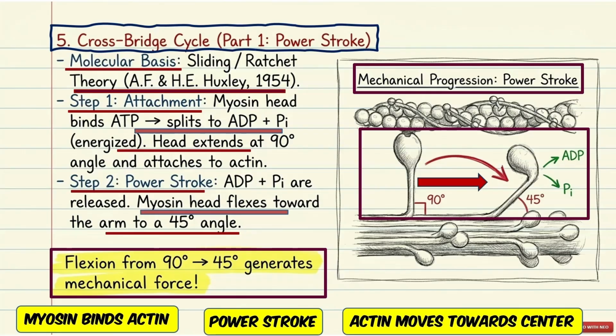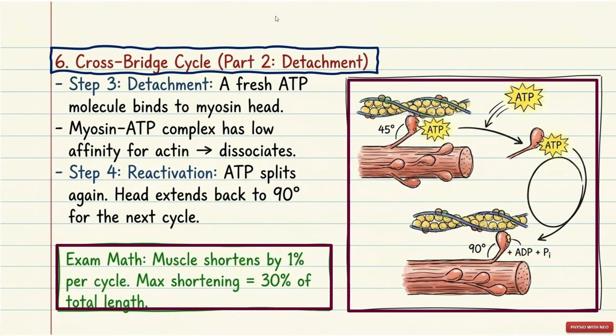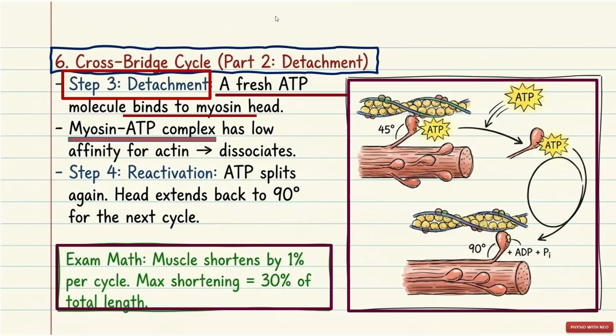But the story is not yet finished. After the power stroke, the myosin head is still attached to the actin. So how does it detach? After the power stroke, the myosin head remains attached to the actin. Now we need to release it. And this is where the ATP comes in again. A fresh ATP molecule binds to the myosin head. This causes the myosin head to detach from the actin because the myosin-ATP complex has low affinity for actin.